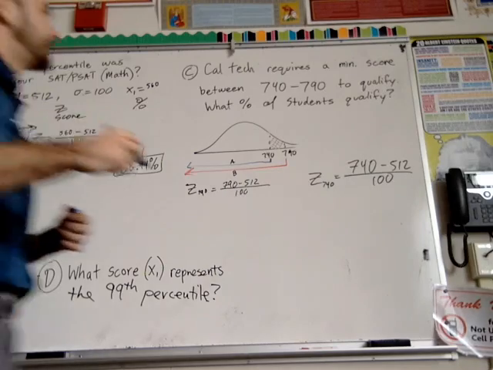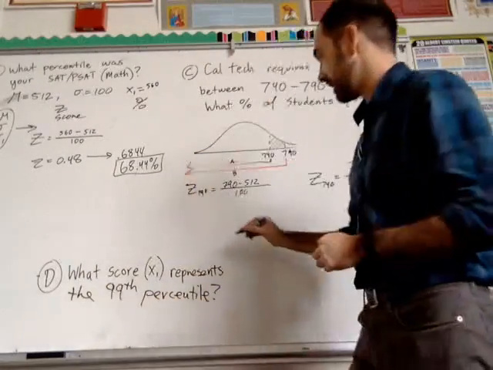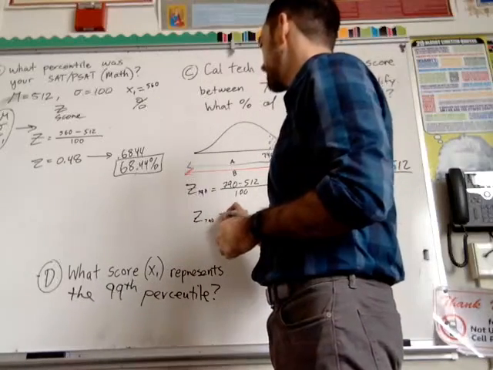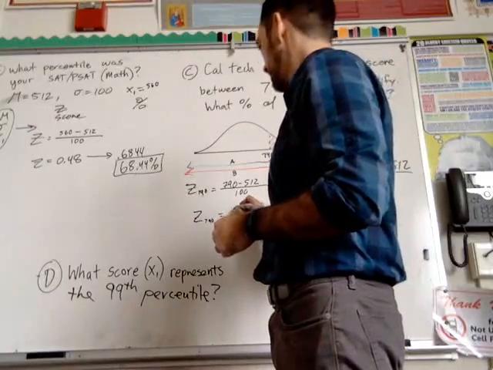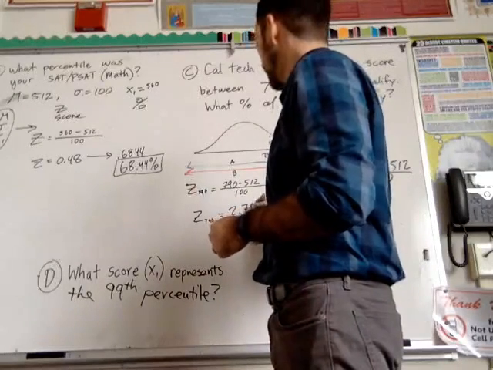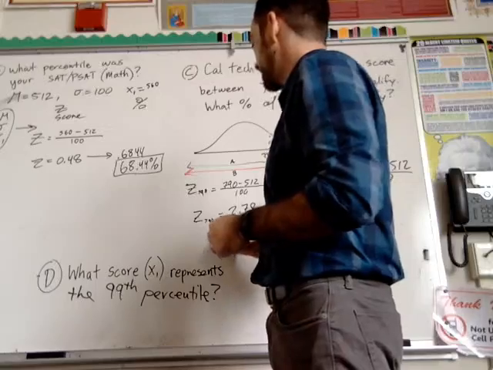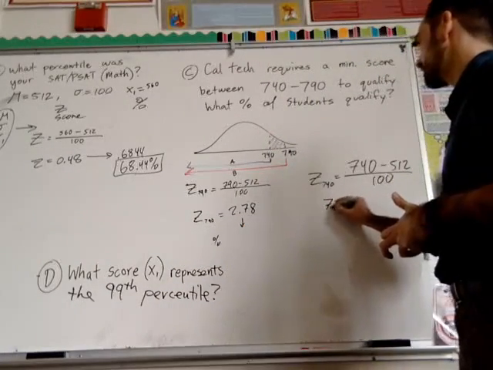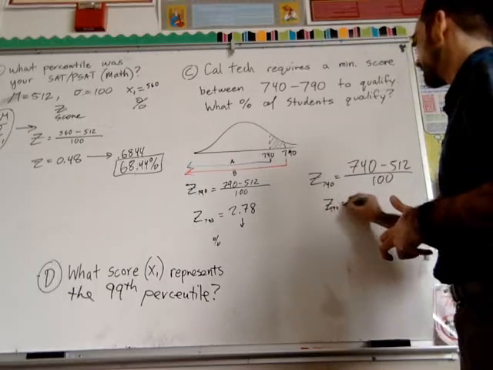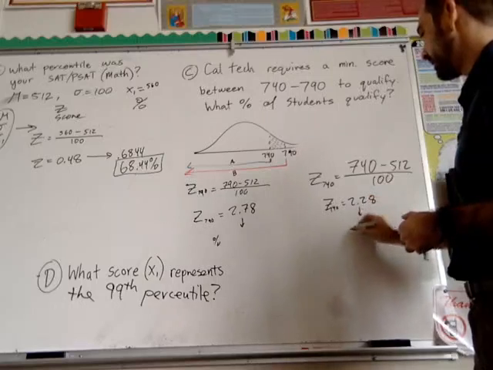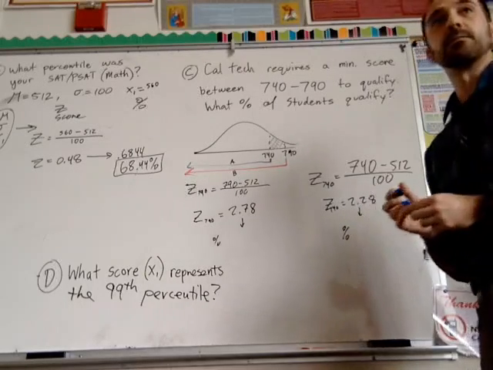All right, so I'm going to let you keep working on that. I'm just going to ask Jared, what'd you get for the z-score for that 790 score? 2.78. So that's going to allow us to get our percentage. And what was the z-score for 740? 2.28. So we look on the chart, we get our percentages. We're just going to subtract them.